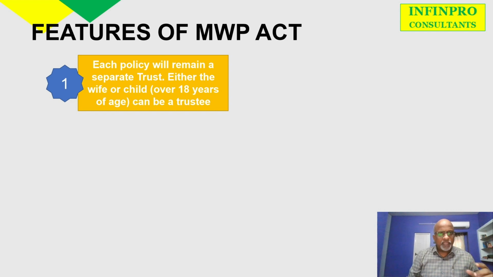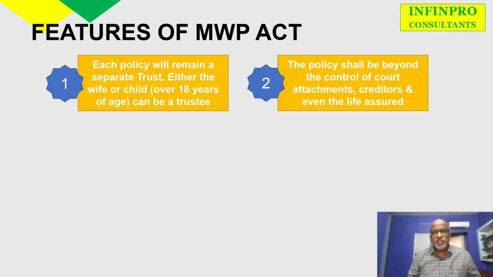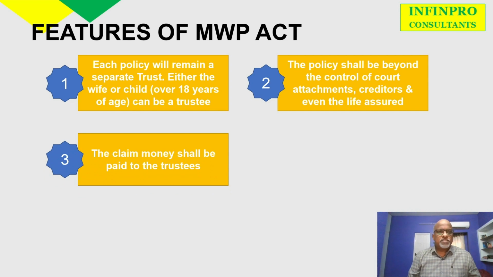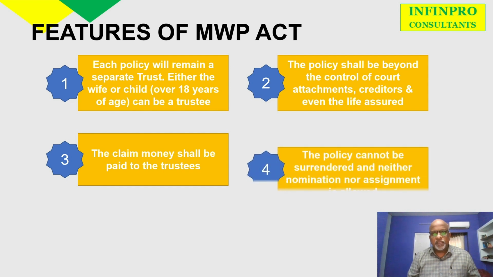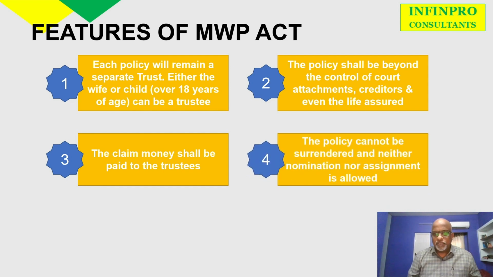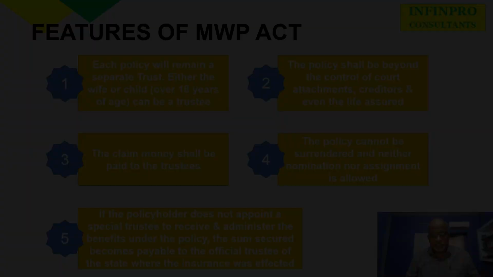Each policy will remain like a separate trust, and a wife or children above the age of 18 will be the trustee. The policy shall be beyond the control of court attachments, creditors, and even the life assured. That means the benefits will pass only to wife and children under the MWP Act. The claim money shall be paid to the trustees. In this case, the trustees will be the wife and children. The policy cannot be surrendered, and neither nomination nor assignment is allowed if the policy is taken under the MWP Act.